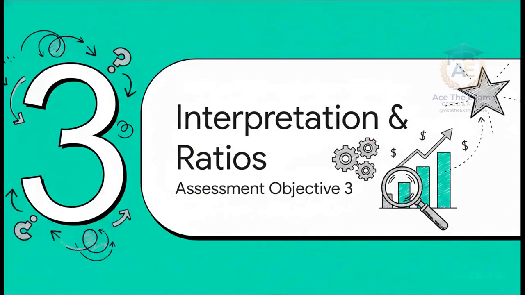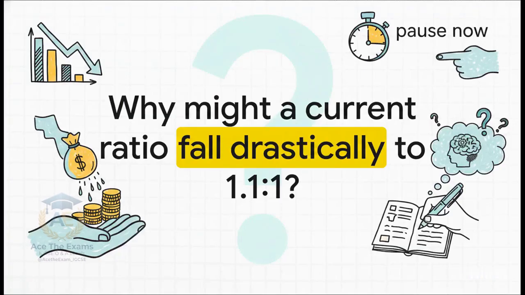Next up is Section 3, Interpretation and Financial Ratios. This is your Assessment Objective 3 stuff. Okay, it's time for a little interactive practice. I want you to literally pause this explainer right now, grab a pen and really think about this question. Why might a business's current ratio fall drastically from 2.5 to 1 all the way down to 1.1 to 1? Like, what underlying business activities would cause such a sharp drop in liquidity? Pause now, take a few seconds to write down your thoughts, and just unpause when you're ready.